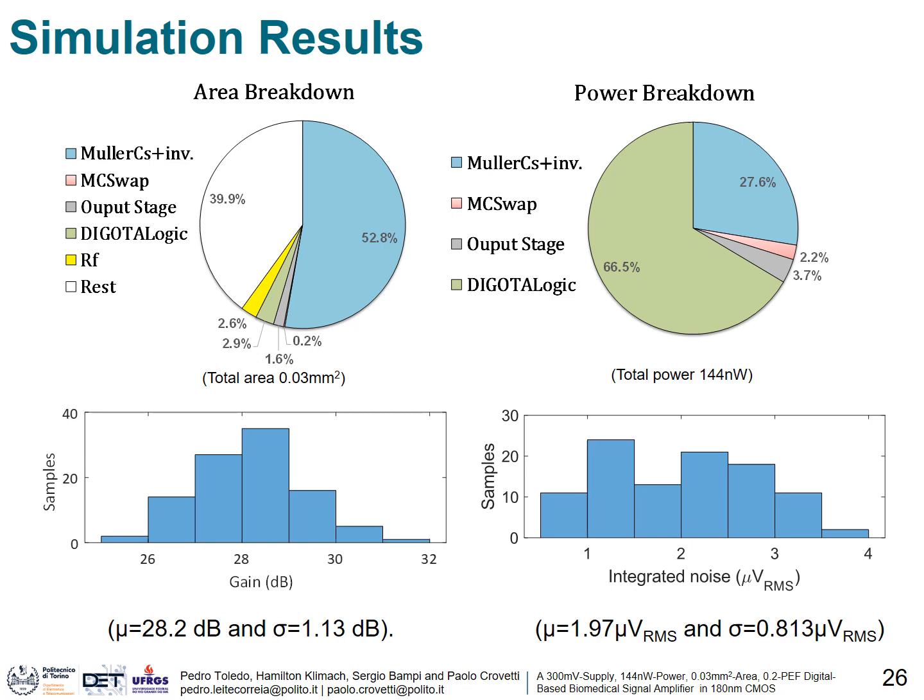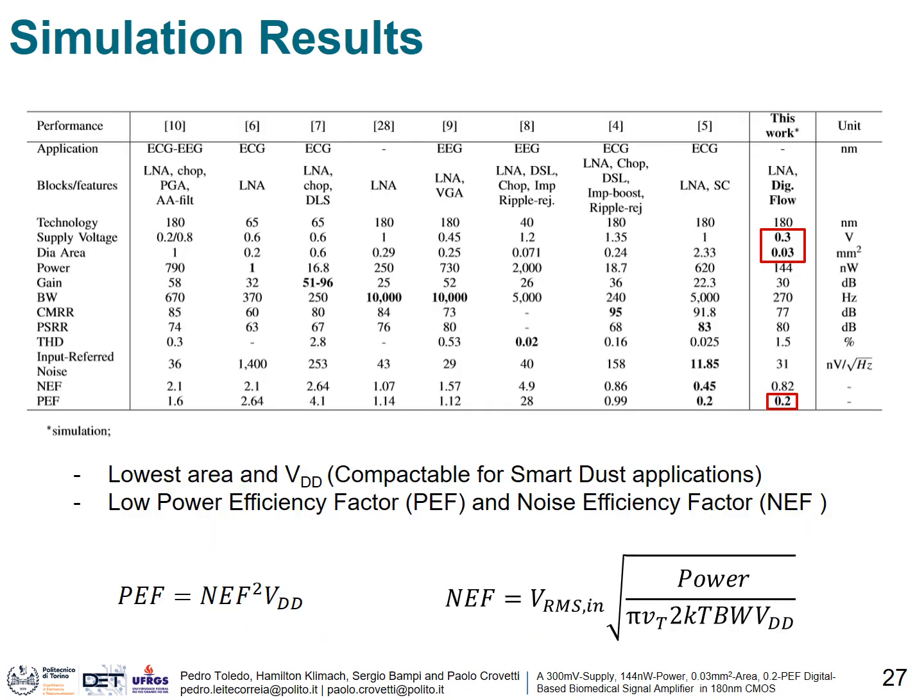When we compare the BioDIGOTA with recently published capacitive-coupled instrumentation amplifiers, it can be seen that it reached the smallest area while working at the lowest VDD, keeping more or less the same noise performance. A common figure of merit used to confirm this is the power efficiency factor given by this expression here, which relates the noise performance with the power consumption. In this case, lower is better, and we can see that the bioamplifier achieves a 0.2 noise efficiency factor, reducing the total silicon area.